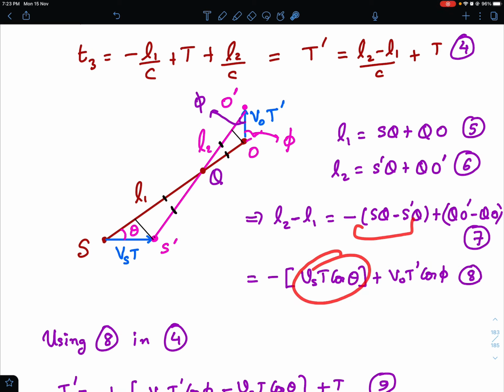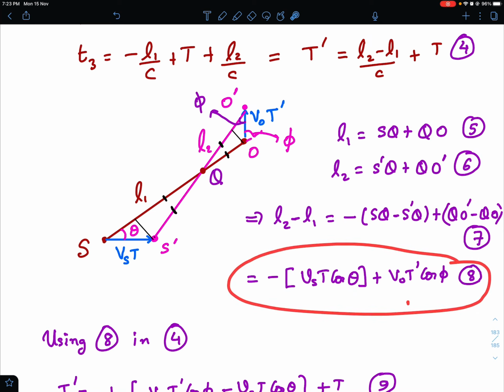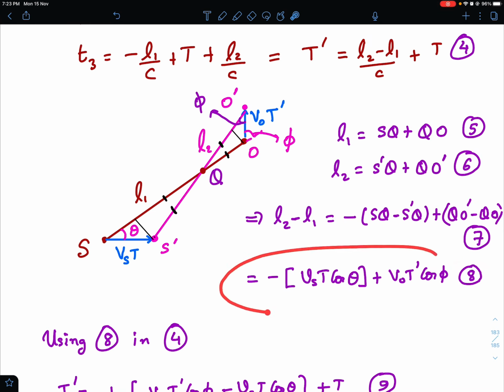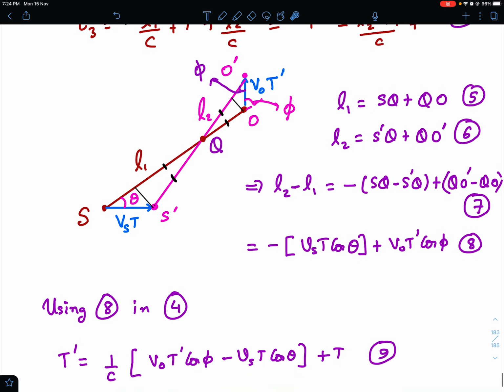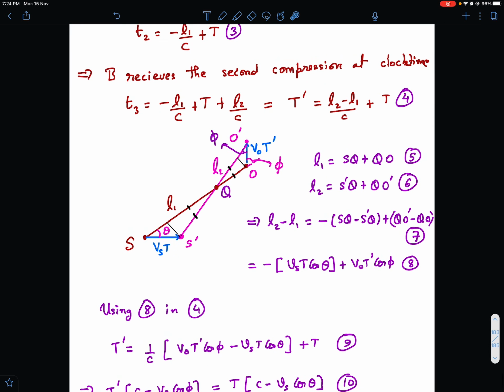Okay, I hope you got this. So this is VST into cos theta and this is v naught t prime into cos phi. So this is your L2 minus L1, that is, this is equation number 8. Now I can put L2 minus L1 in equation number 4 here. Using 8 and 4, what do I get?